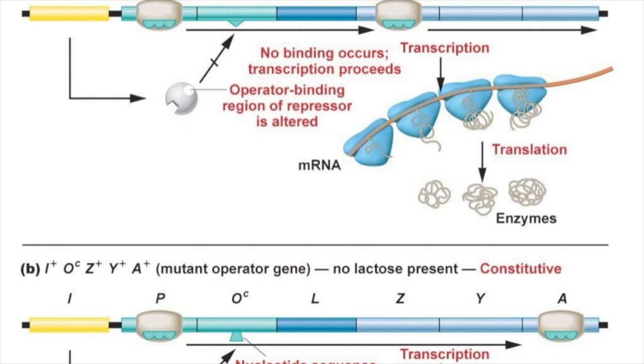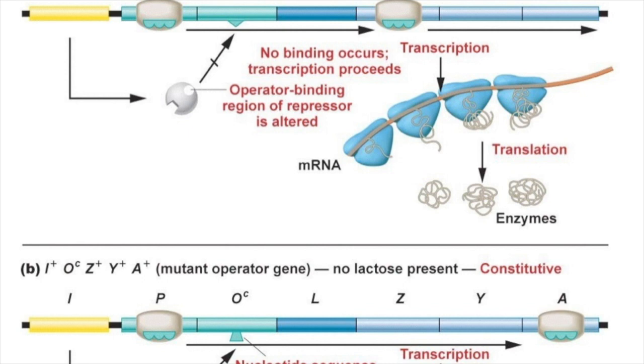Okay, so in this first example, we have a mutant repressor gene that is producing a mutated repressor protein. This mutant repressor protein is not able to bind to the operator. If there's no repressor protein on the operator, it's not acting as a roadblock. It's not preventing the RNA polymerase from transcribing. So despite the fact there is no lactose present in the system, as you will see, there's no way to shut it off. It's going to run constantly. It will have constitutive expression. It's no longer inducible. It's always going.